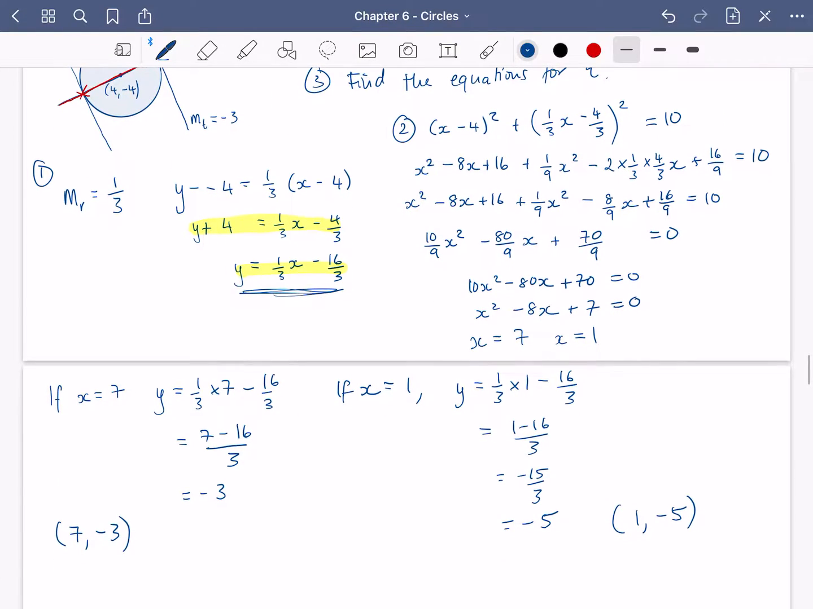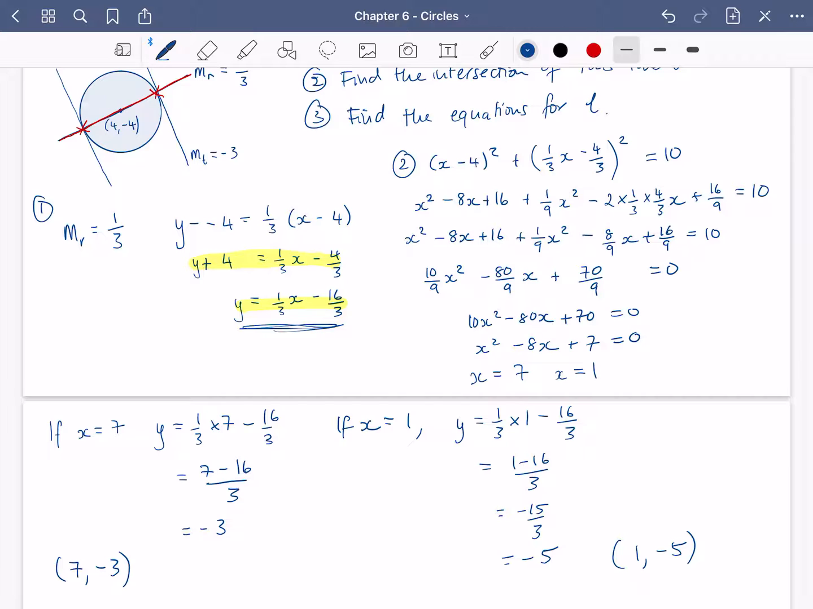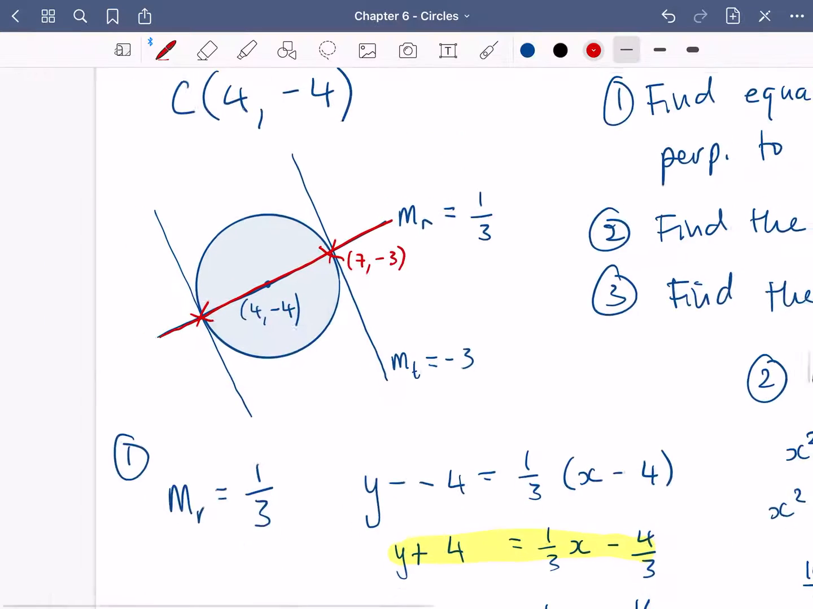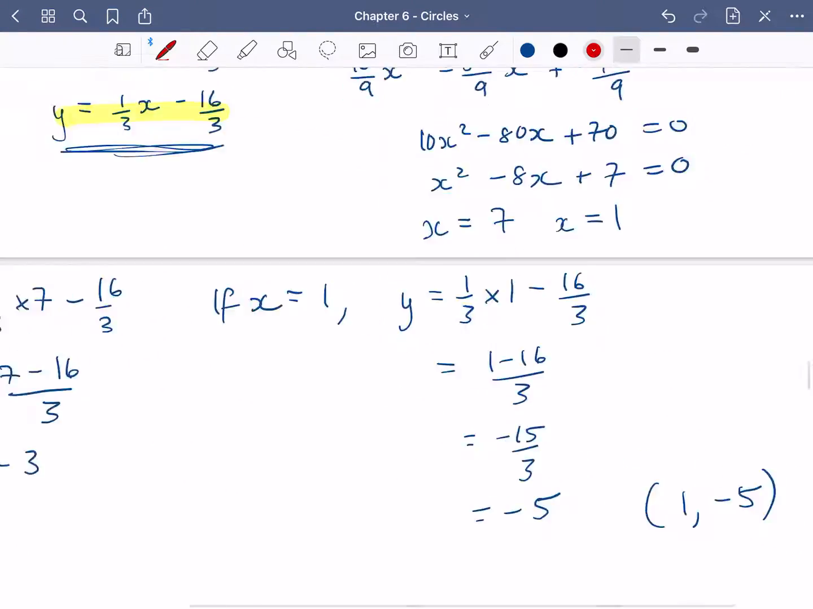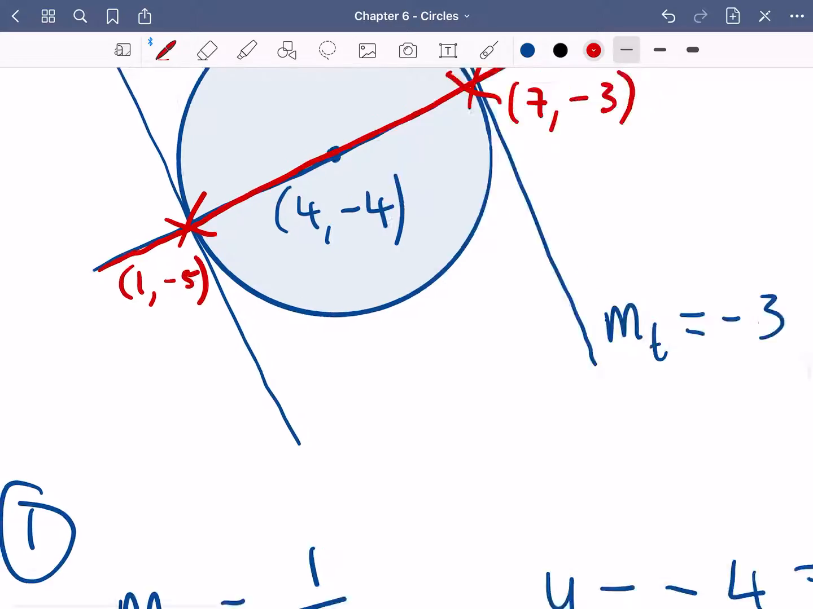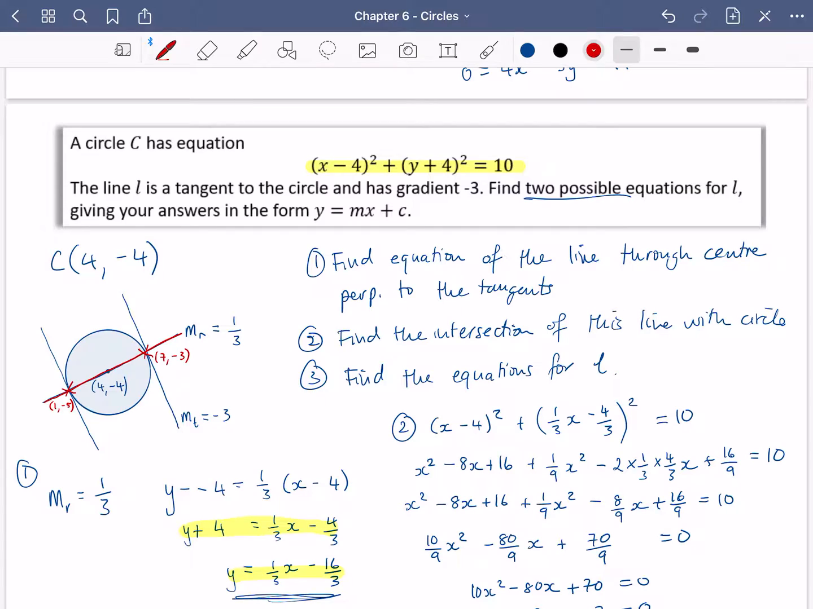Okay, let's just remind ourselves what we're actually doing. We have now found these two intersections. One of them is 7, minus 3, which is going to be this one here, although it doesn't really matter which is which. And the other one, what did I say? It was 1 and minus 5. So this one here is 1 and minus 5. That was number 2 that we did. We found the intersection of this line with the circle. So we are now on number 3, to find the equations for L.